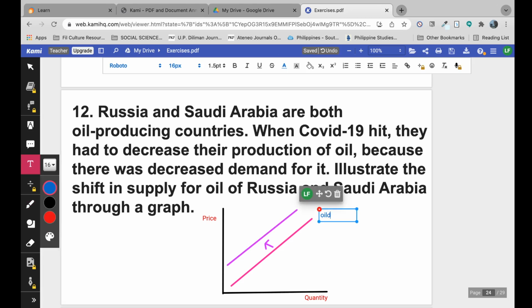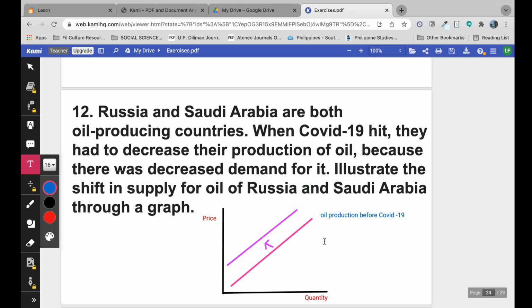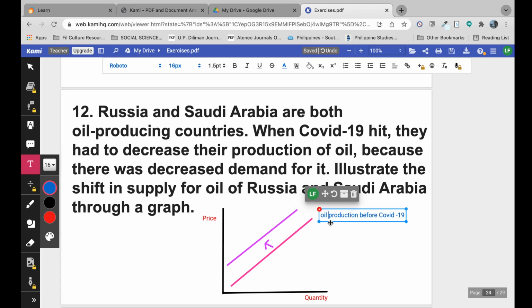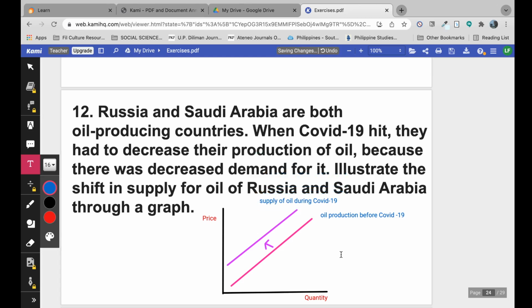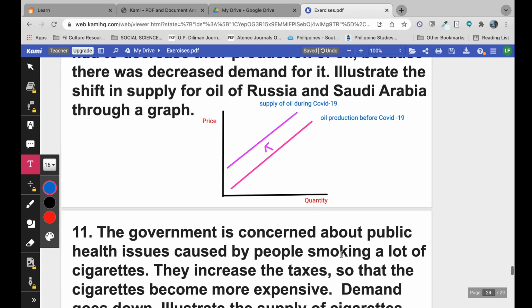Oil production before COVID-19 for Russia and Saudi Arabia. And this is supply of oil production. Ayan. Or eto, this would be the supply of oil during COVID-19. This is for Russia and Saudi Arabia. Ayan. So, okay. Okay. Next.